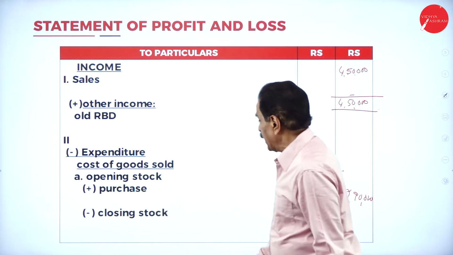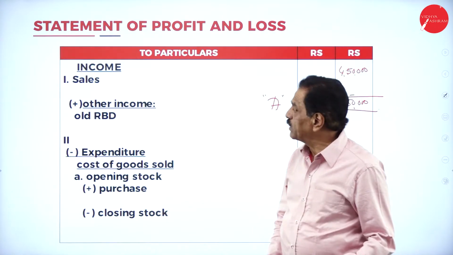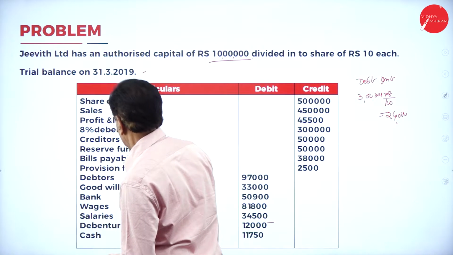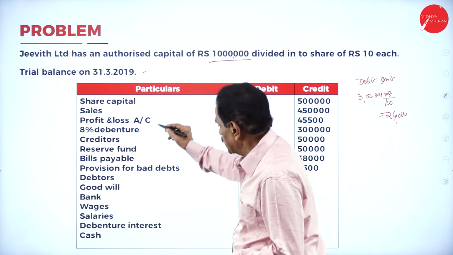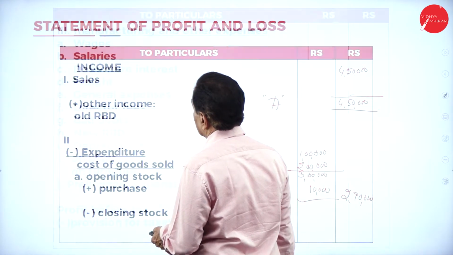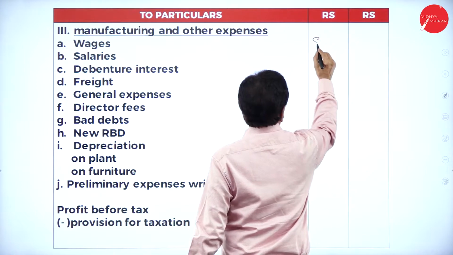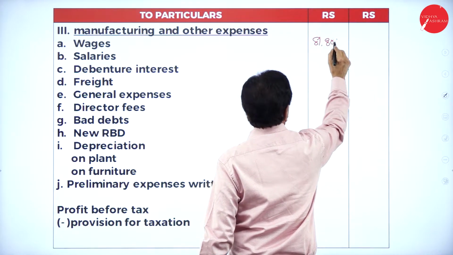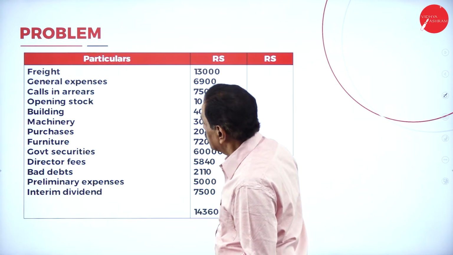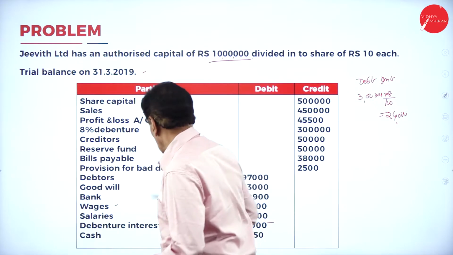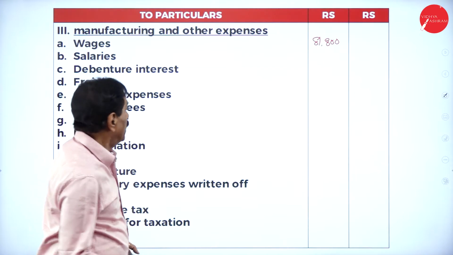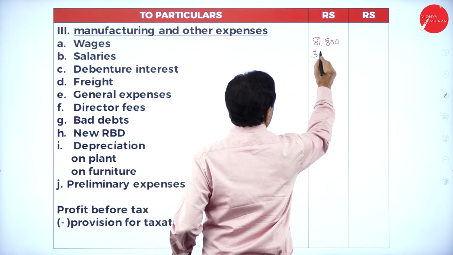Okay. 2,90,000. So all the expenditure has to be dumped now. We'll go one by one. What are the expenditures? We'll go with sales creditor. What's your wages? 81,800. 81,800 is an expenditure. Then salaries. See that salaries is there. Wages over. Salary 34,500.